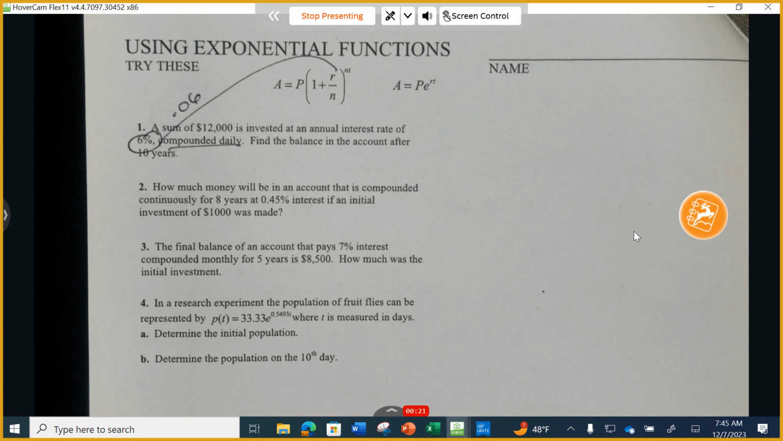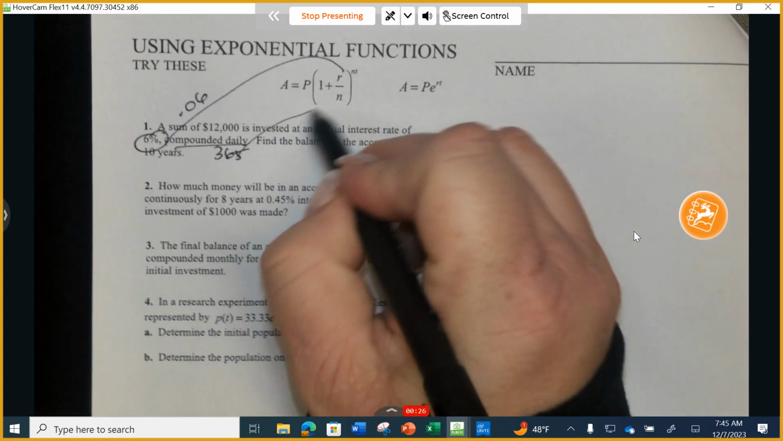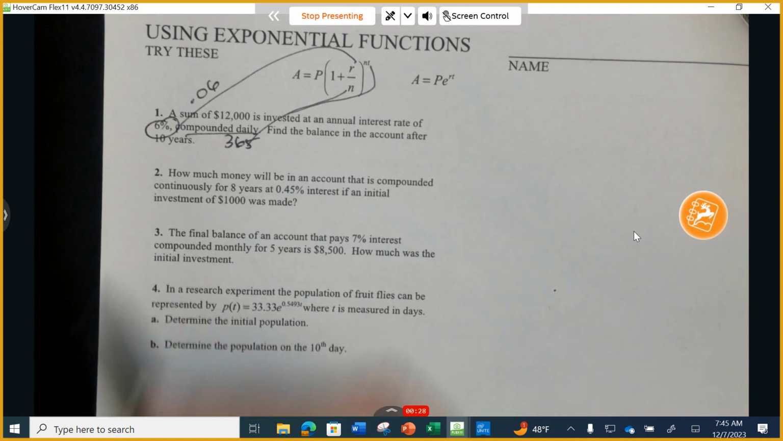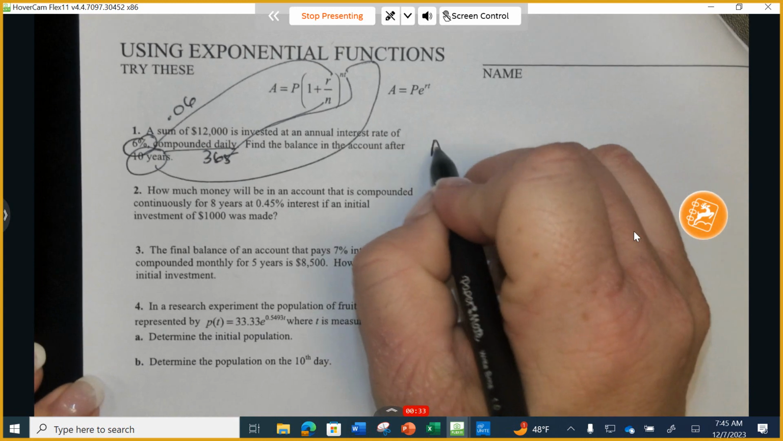So how many days in a year? That's what we're always asking ourselves. There is 365. That's going to be our N. And we want to know how much money will be in the account after 10 years. So we want to know this final amount A.